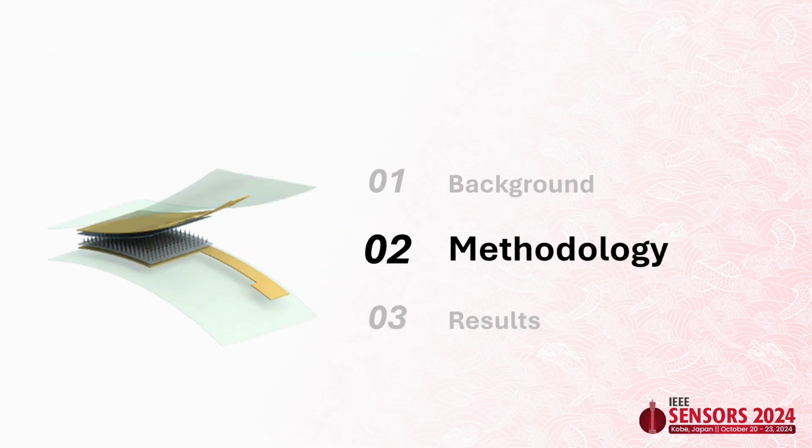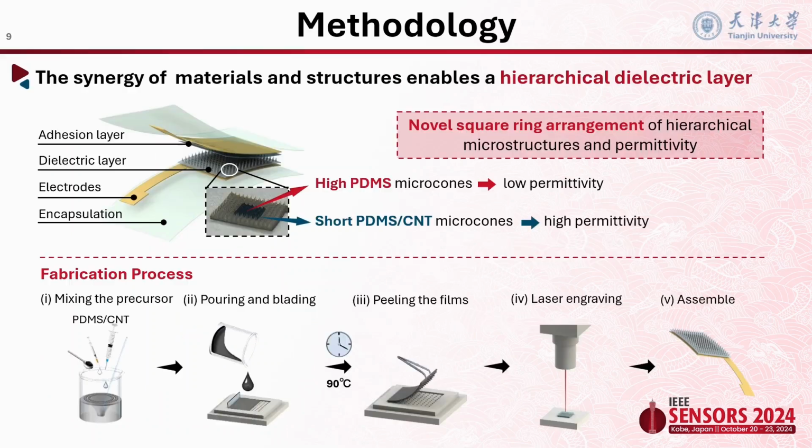So we proposed a new dielectric layer to improve this problem. As shown in the schematic of my sensor, this new dielectric layer comprises two parts: the high PDMS microcones and the short PDMS mixing CNT microcones. They were fabricated separately by a series of processes and then assembled in a square ring arrangement. This arrangement of height and material gives this dielectric layer hierarchical microstructures and permittivity. This is the key of our sensor to improve the sensitivity over a high pressure range.